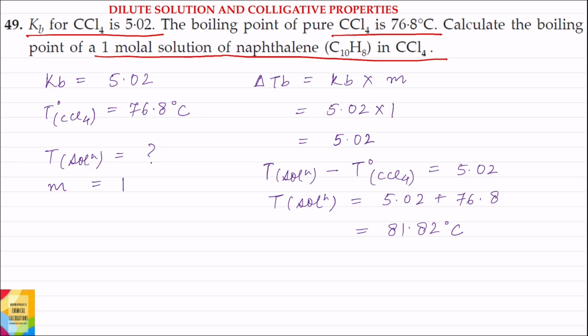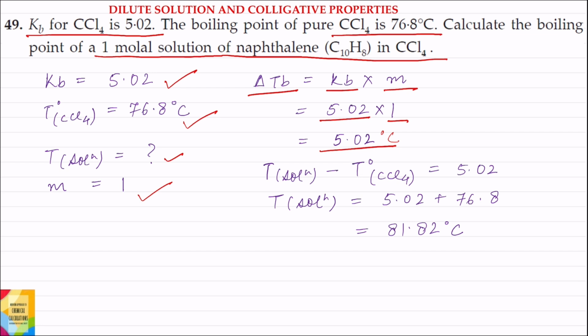So Kb is equal to 5.02. Boiling point of pure solvent is 76.8 degree centigrade. Boiling point of solution we have to find out and molality of solution is given in the question as 1 m. Now the formula is delta Tb is equal to Kb into m. So Kb is 5.02 into m is 1. Delta Tb value is 5.02 degree centigrade.